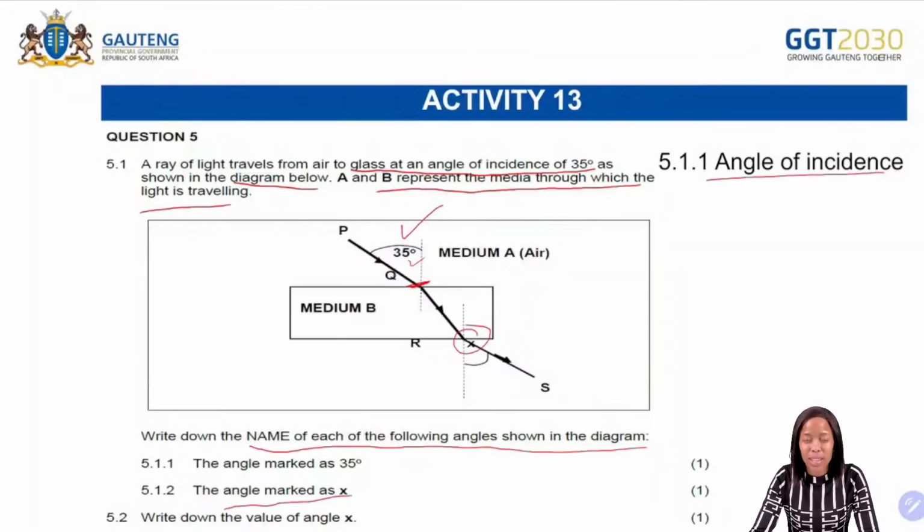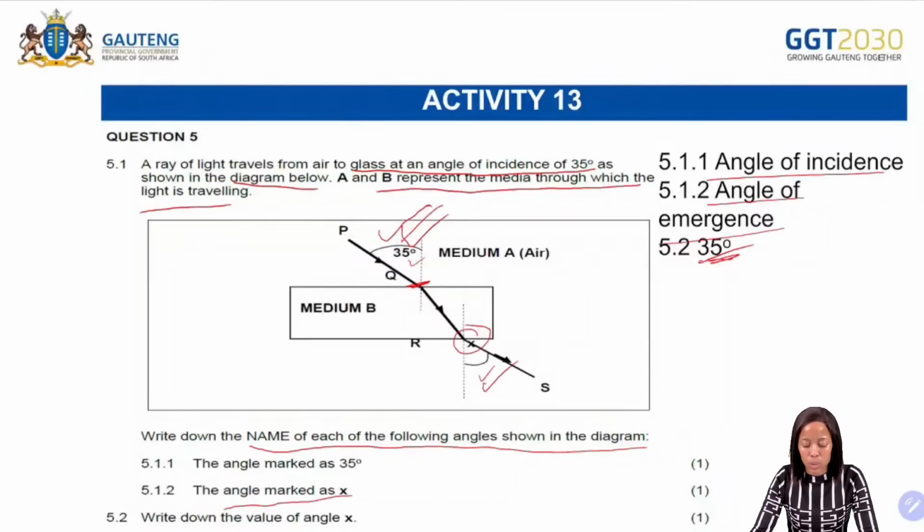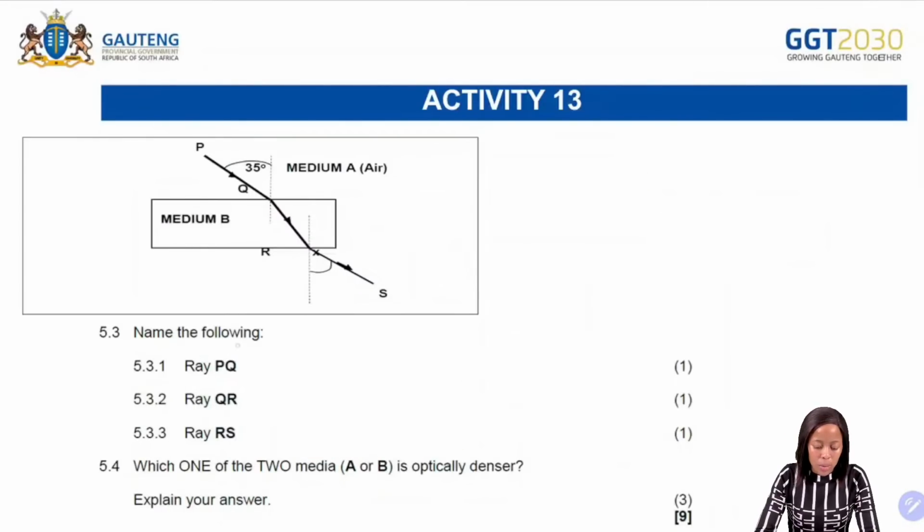And then the angle that is marked as X, the one that is going out of the glass block, we therefore call that the angle of emergence. And then write down the value of the angle X. So what is it that we know? We know that the angle of incidence must be equal to the angle of emergence. So therefore, the answer will be 35 degrees. Because as the angle of incidence, we have 35 degrees. Therefore, the angle of emergence is also 35 degrees.